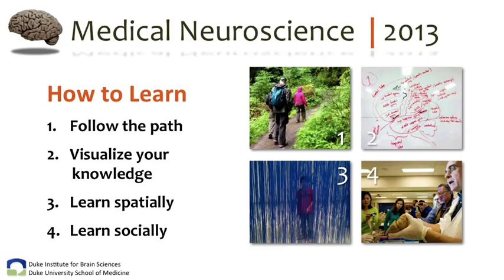I hope that you'll have a chance to share with your friends and family what you've learned, to see how well can you explain the phenomenon of, well, synaptic plasticity, for example. If you can engage your friends and family, even for 5 minutes, and explain to them what you've learned, I think you'll get a great measure of your knowledge and understanding. So, follow the path, visualize your knowledge, learn spatially, and learn socially in community. And I think you'll be successful in medical neuroscience.